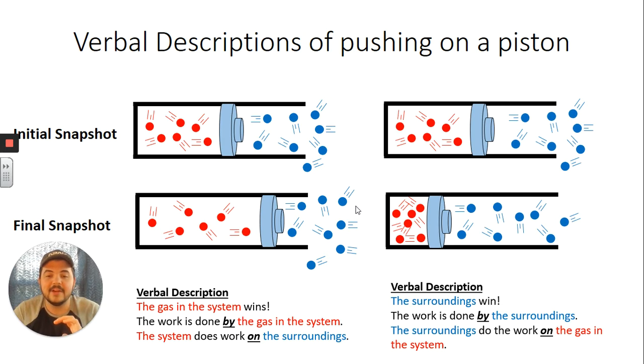So be careful about which gas we're talking about. We're talking about the gas in the cylinder, the system, or the gas outside of the cylinder, the surroundings, also called the environment sometimes. And then be careful with your preposition, on or by, talking about who is doing the work and who is receiving that work, receiving that energy.